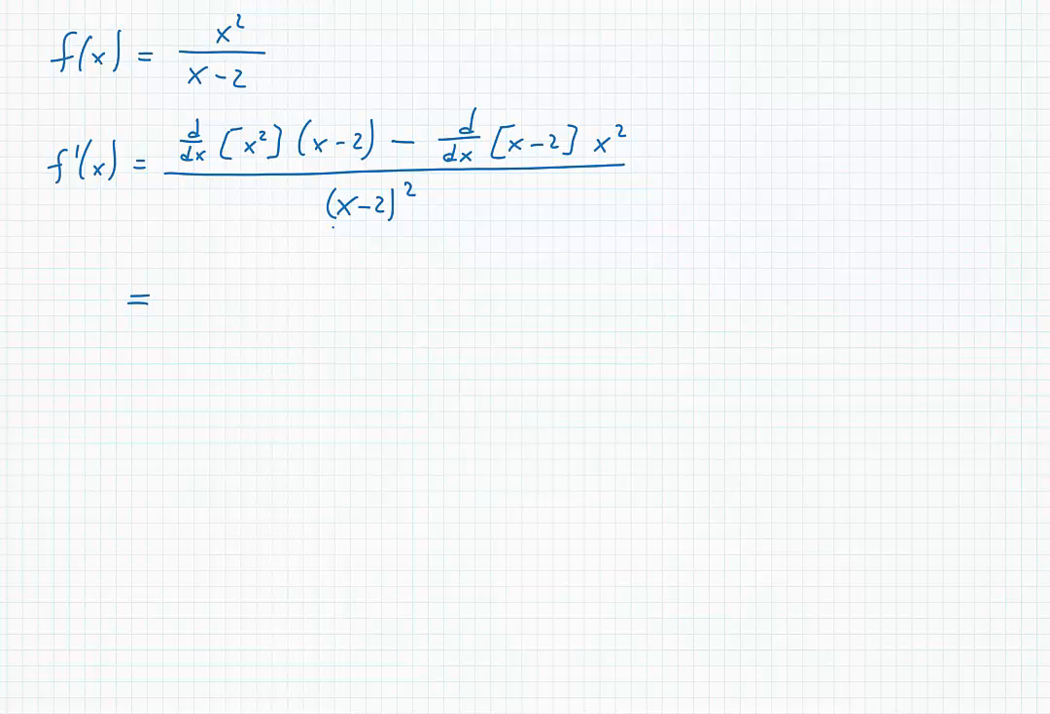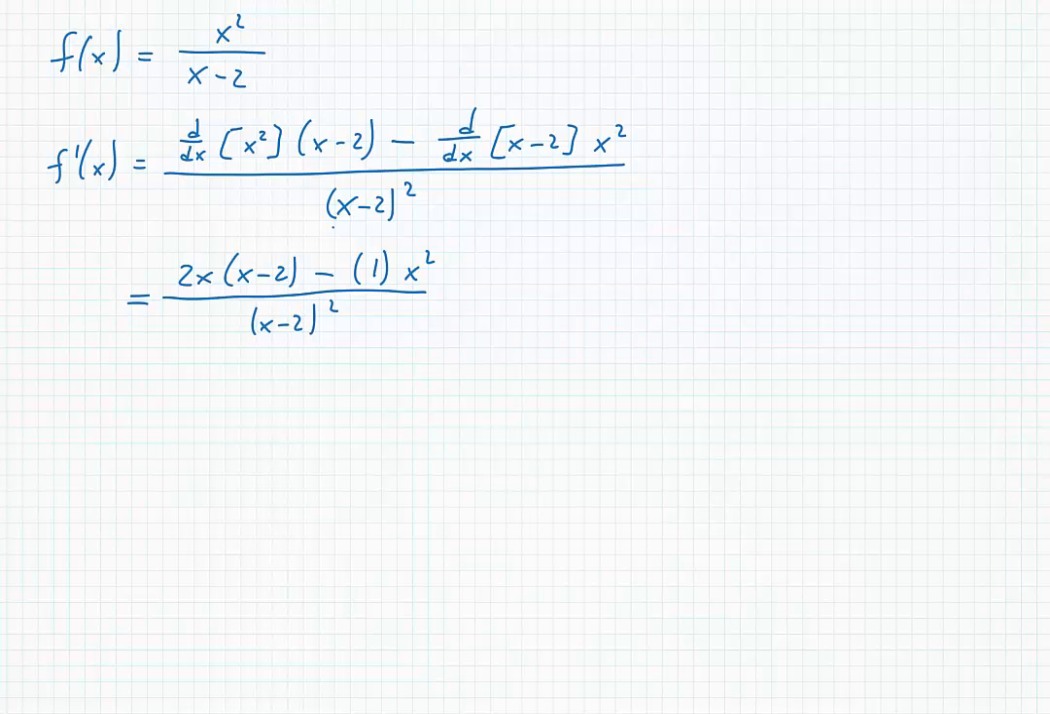Now the calculus is almost done here. We're going to take the derivative of x squared, which is 2x. That's multiplied by x minus 2. The derivative of x minus 2 is 1. We multiply that by x squared. And that's all divided by x minus 2 squared.